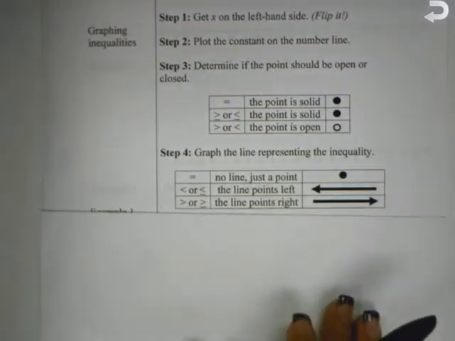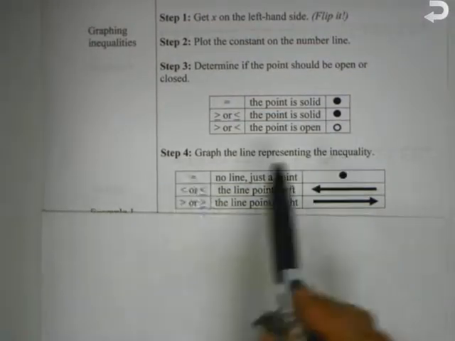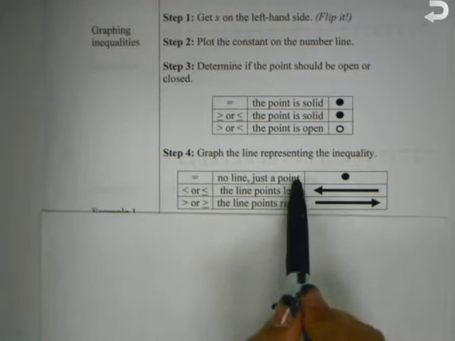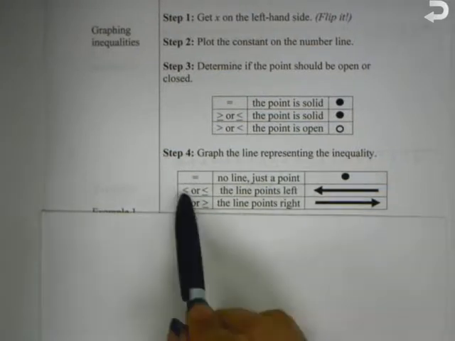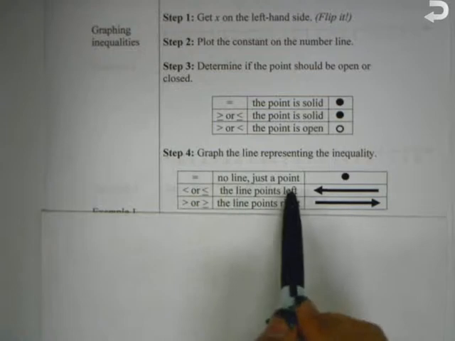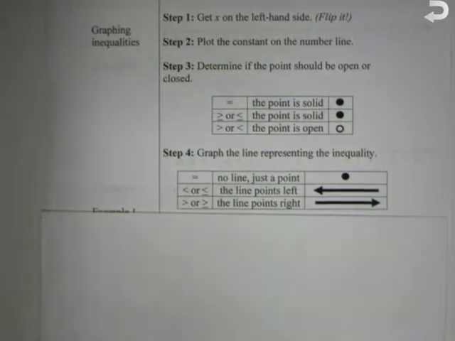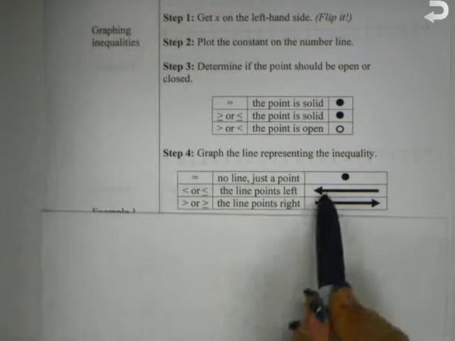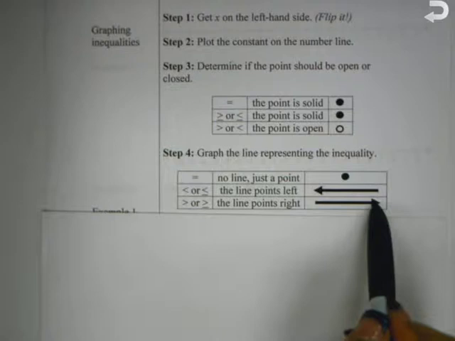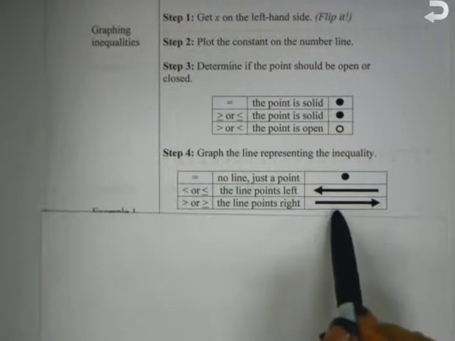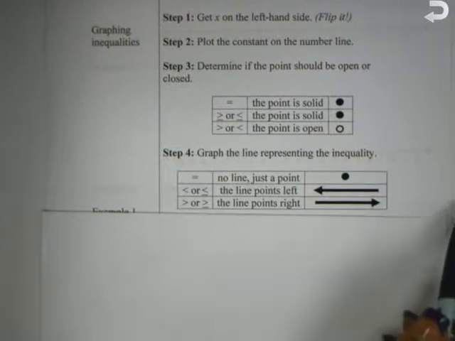Step 4, we graph the line representing the inequality. If you just have an equal sign, there is no line, it's just a point. If you're less than or equal to, we're looking for all numbers that are less than that number, so we go to the left. And if we're greater than or equal to, our arrow points to the right because we're looking for all numbers that are bigger.